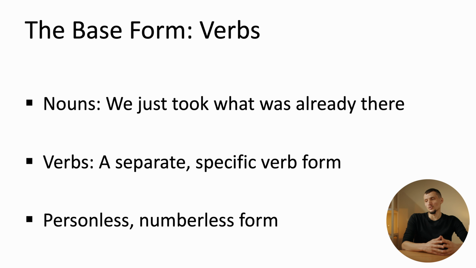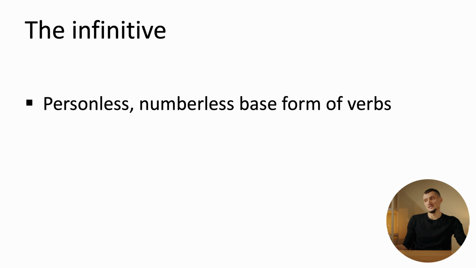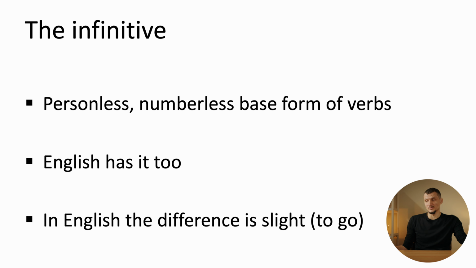And so we have a form that is a personless and numberless form. So there's no person and there's no number, and we call that the infinitive. So the infinitive is the base form of a verb. It is the personless, numberless base form of verbs. And English has the infinitive too, but in English, of course, the difference is slight. The infinitive is to go, and then we have I go, you go, we go, they go. It's the same thing. It's just go, go, go, pretty much all the time.